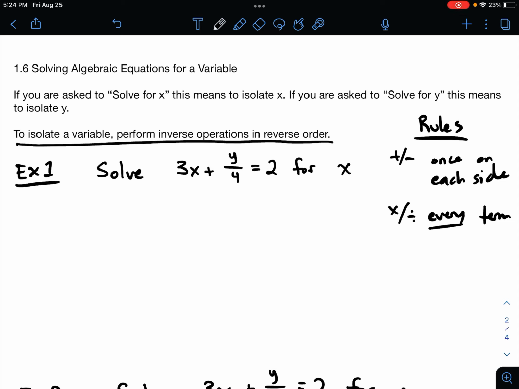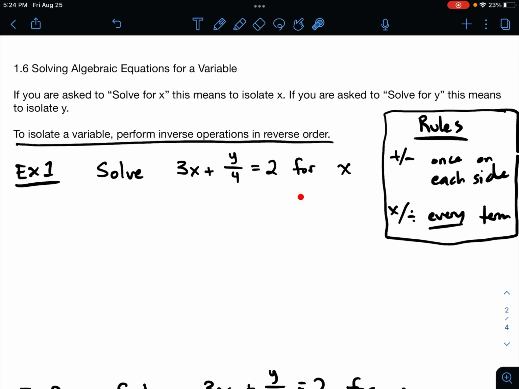In general, the easiest way to think about this is just to follow your rules of solving equations, okay? My rules of solving equations are as follows. I need to add or subtract once on each side. So if I'm going to add 5 to the left, then I add 5 to the right. 5 on the left, 5 on the right. If I need to subtract, I would subtract 5 on the left and 5 on the right. Okay, I gotta keep it balanced though.